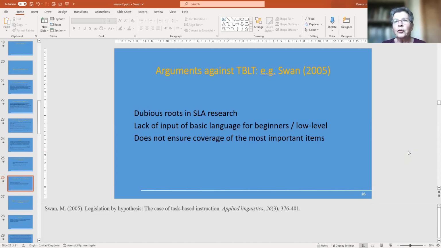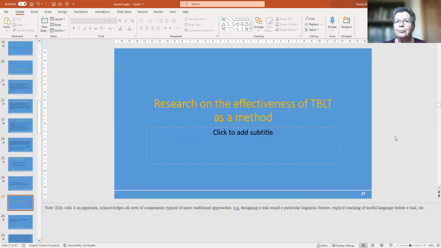And he thinks there should be an important place for input of basic language items before you start doing tasks. But this actually is accepted by some people who are using TBLT, so we'll come on to that in a moment. So that's on language acquisition, and now research on the effectiveness of TBLT as a method.